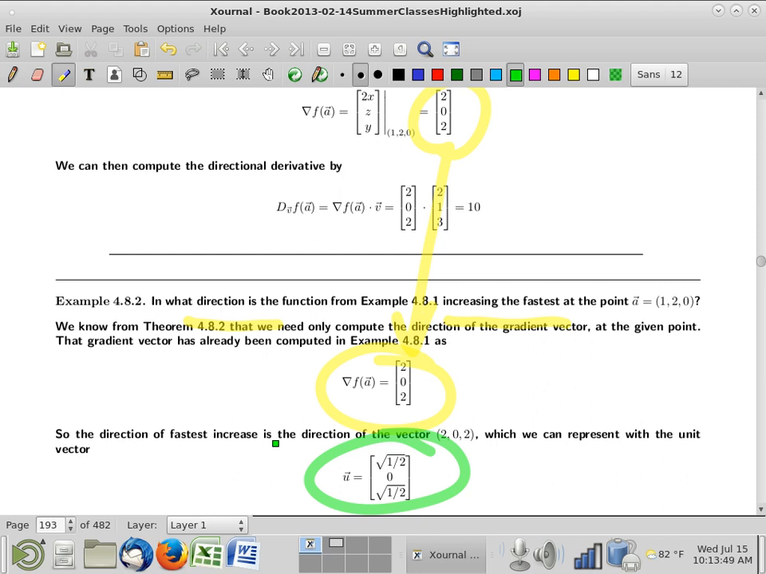Right? You should look forward to these questions on an exam. Here's a function. What's the direction of fastest increase? Because it's a simple little algorithm. You write down the gradient vector divided by its magnitude. That's all it is. Okay. All right.